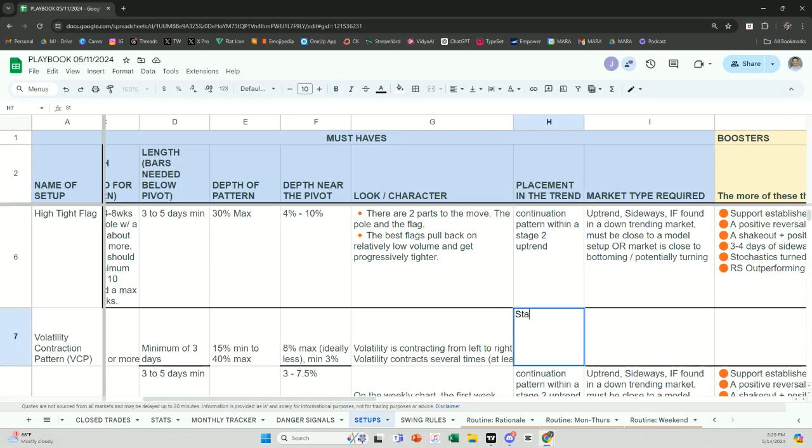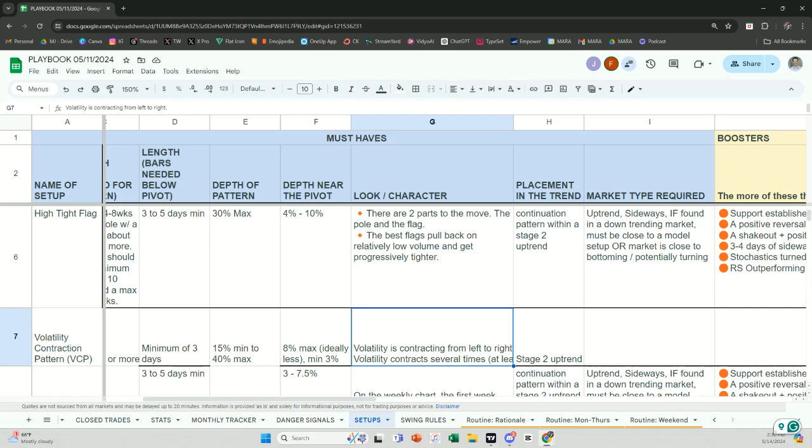So just to put it over here, stage 2 uptrends. It's like a consolidation base building post a big move up. Yeah, absolutely, at least on this chart. Part of Mark's qualifier is that it's in a stage 2 uptrend. And since he was my mentor, I adopted that and it's worked pretty well. VCPs in stage 2 uptrends work out pretty well.